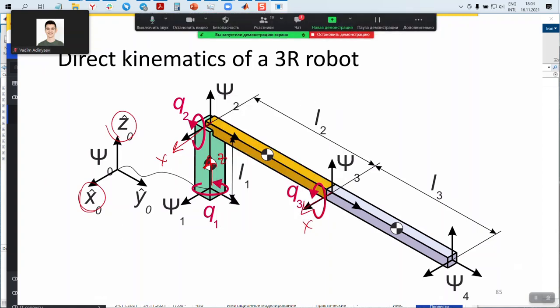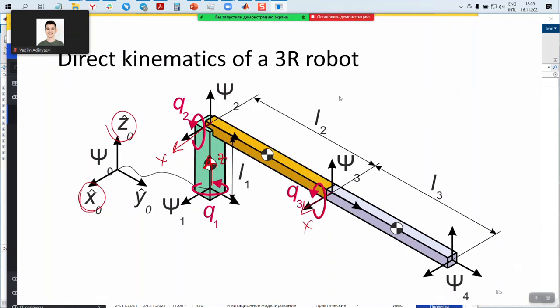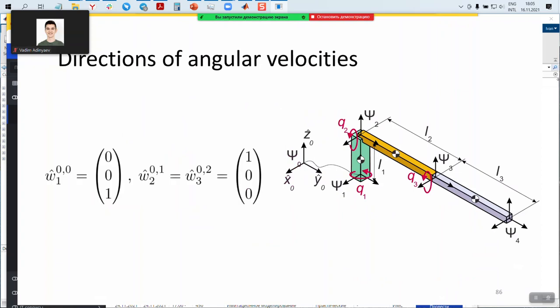Alright, because now we consider the task, the fourth practice task. Since the first link rotates around the z-axis, we put here a one, like x, y, z. Since our link rotates around the z-axis, we put here one. Here you can see the hat means a unit vector, so it means that it's only the direction. The second and the third links rotate around the x-axis, and this is why we put it here.